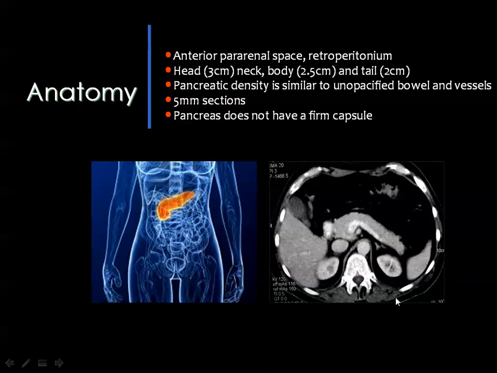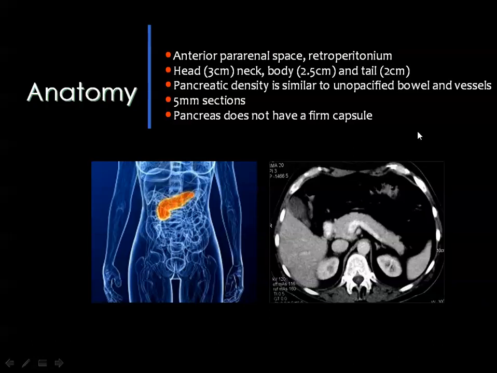And you know that the pancreas is a retroperitoneal structure. It lies oblique in the abdomen. The tail is above and the head is lower down. And these are the usual measurements of the pancreas. The head measures about 3 centimeters, the neck and body about 2.5 centimeters, the tail is about 2 centimeters.